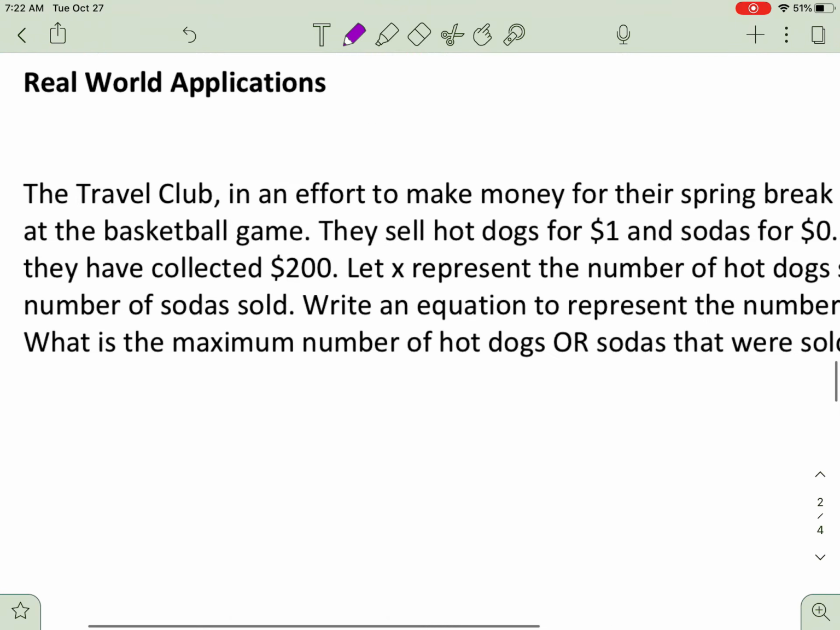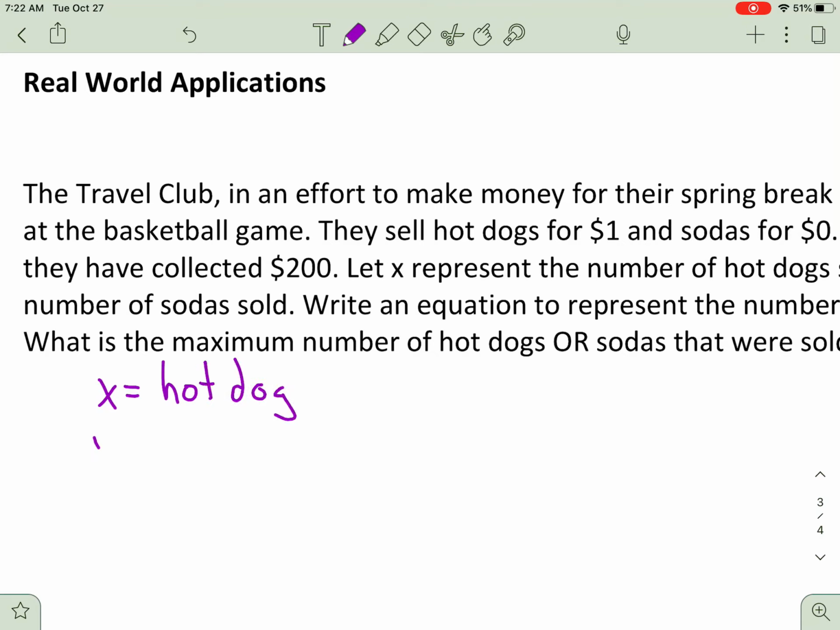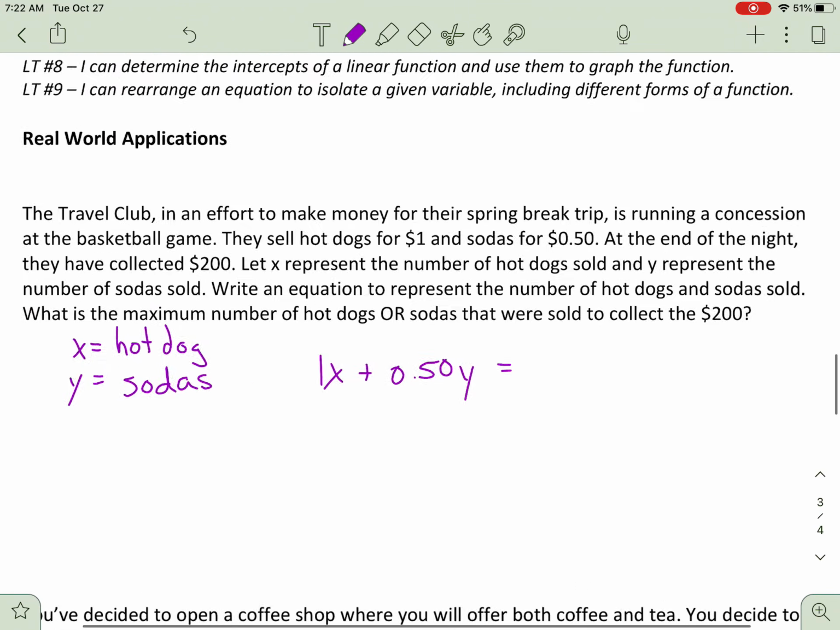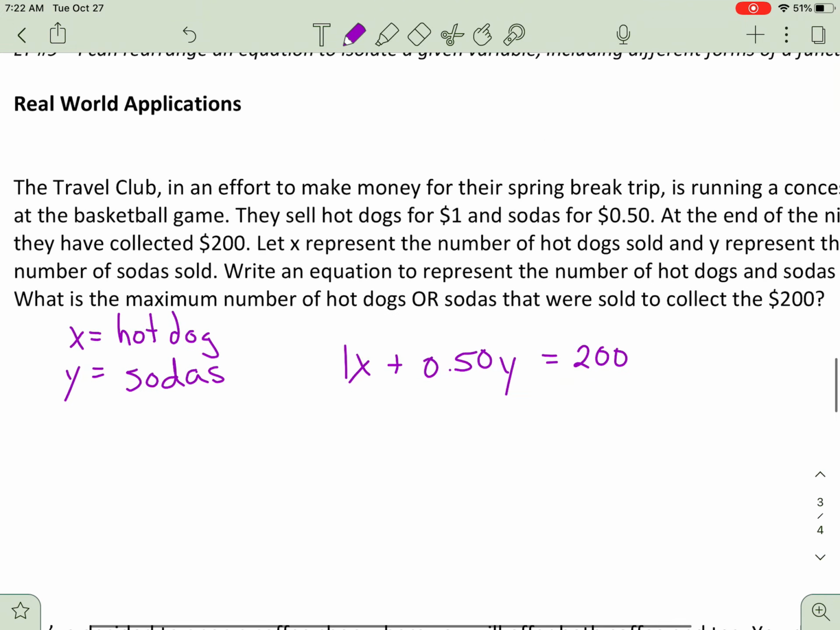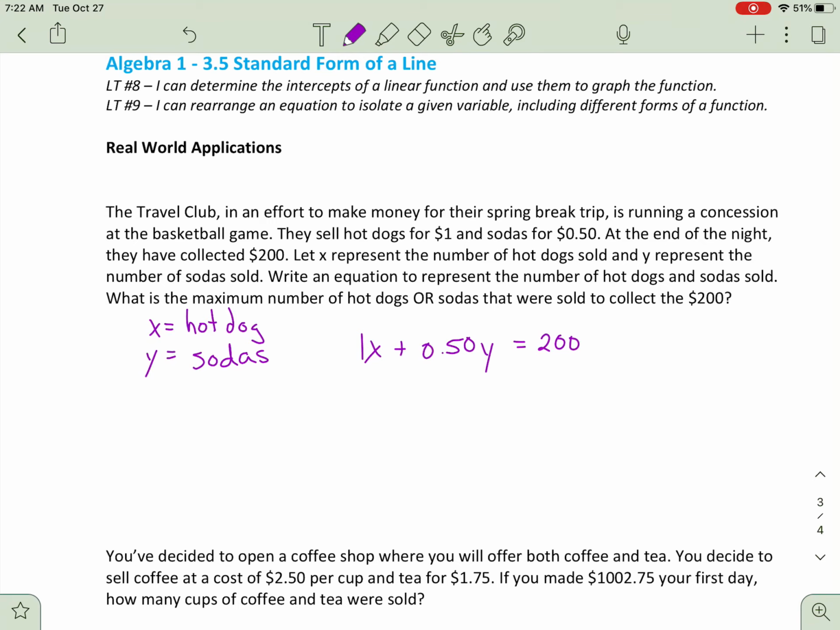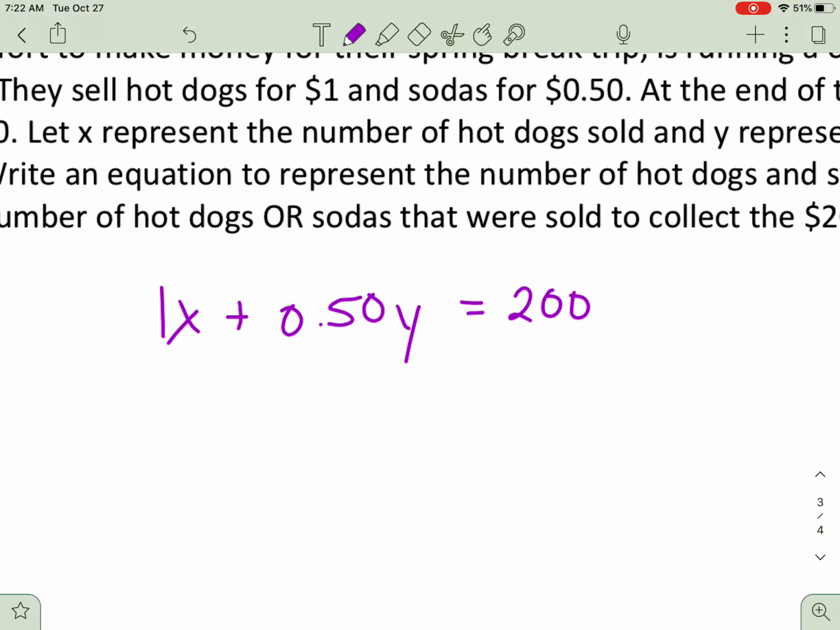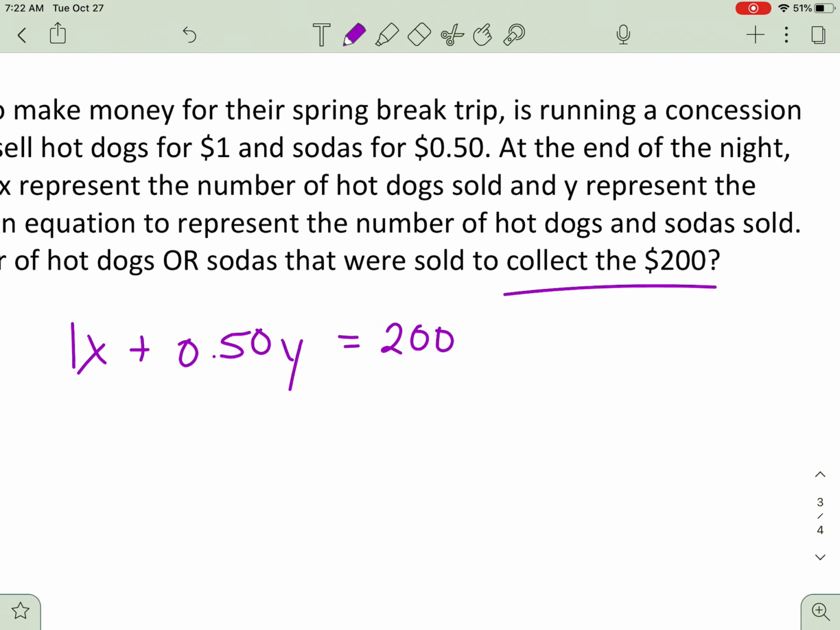All right, so they sell hot dogs for $1, sodas for 50 cents. So let me state this first. X is going to be hot dogs. Y is going to be sodas. Okay, so 1x plus 0.50y equals 200. Write an equation to represent the number of hot dogs and sodas. Okay, it says what is the maximum number of hot dogs or sodas that were sold to collect 200?